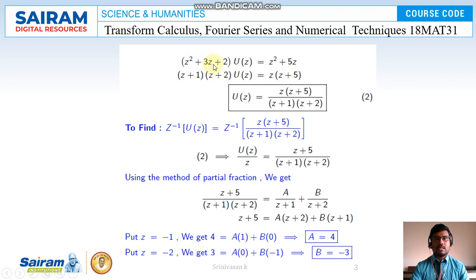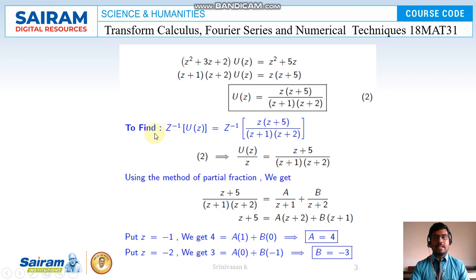Now z square plus 3z plus 2 is nothing but z plus 1 into z plus 2. This is the normal procedure; we can find the roots, z plus 1 and z plus 2. So capital U of z equals z into z plus 5 divided by z plus 1 into z plus 2. So this part of the problem is completed.